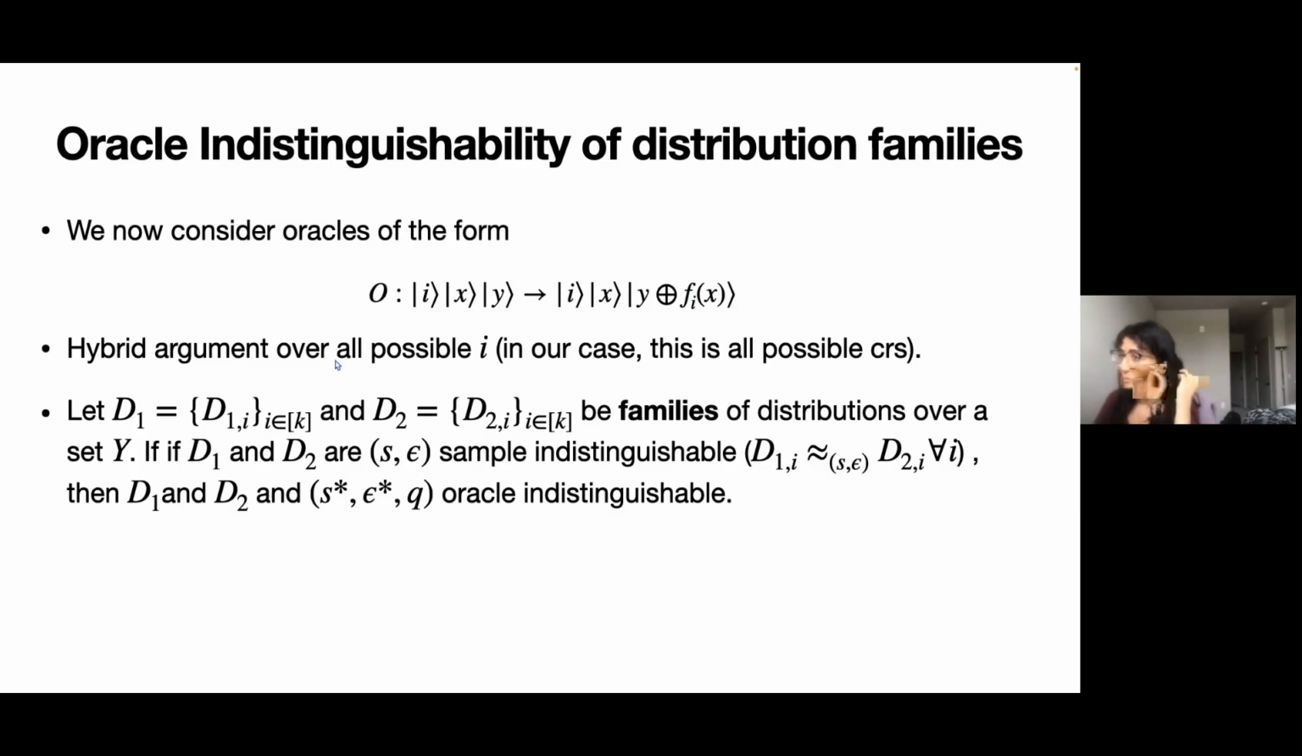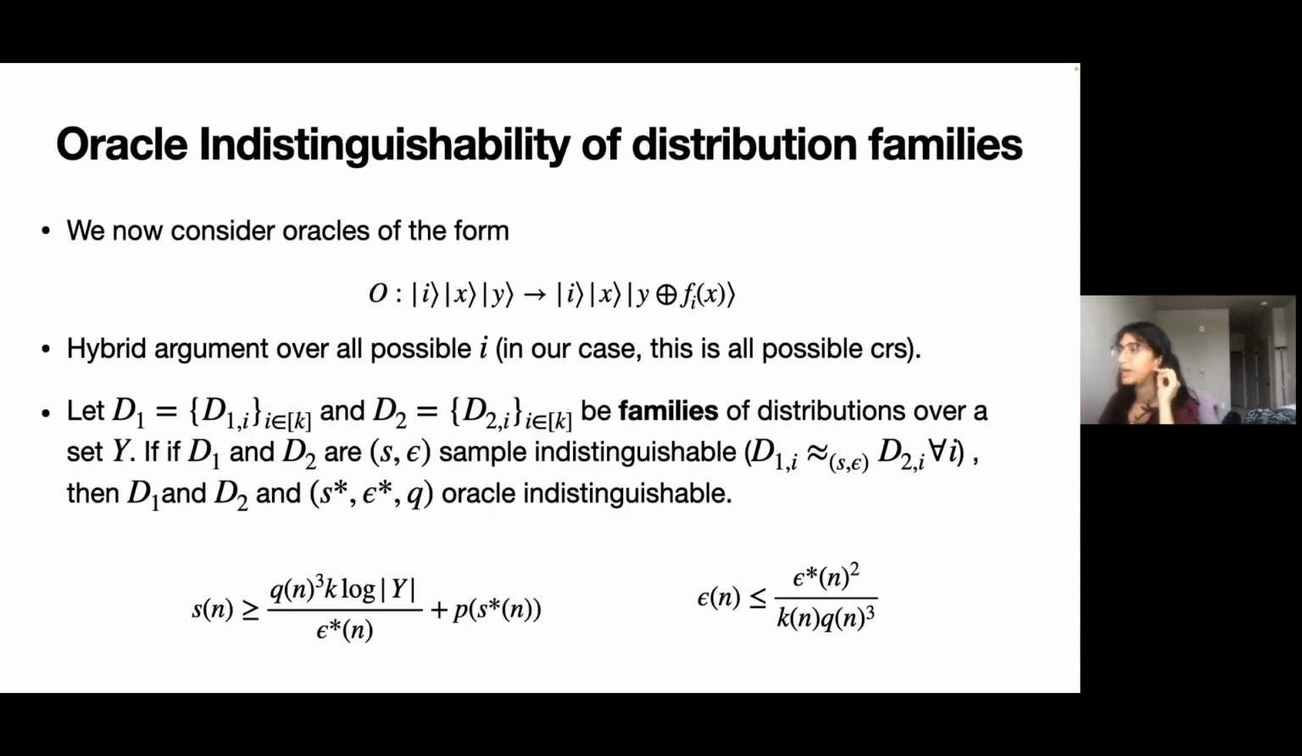Right, so the final statement is like if we have two distribution families, D1 and D2, over a set Y, if D1 and D2 are sample indistinguishable, S epsilon sample indistinguishable, for all I, then D1 and D2 are S star, epsilon star, oracle indistinguishable, where they satisfy these bounds. So here K is the number of CRS. But yeah, so like Atul, you pointed out, the number of CRS is exponential, but in our case, S and epsilon are also going to be larger exponentials than K.